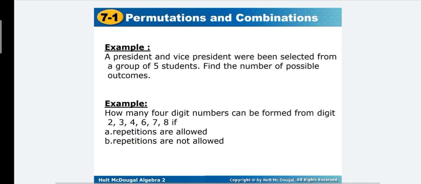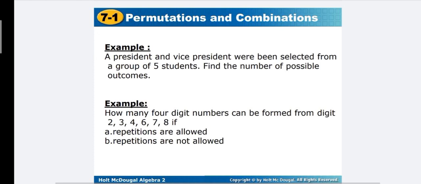Okay, another example. A president and vice president were being selected from a group of 5 students. Find the number of possible outcomes. Okay, so sama macam tadi juga. Kat sini kita nak pilih 2 sahaja, president and vice president. So it will be 5P2 ataupun 5 multiply 4. Sebab kita nak pilih hanya 2 sahaja. Okay, 2 arrangement sahaja yang perlu dibuat.